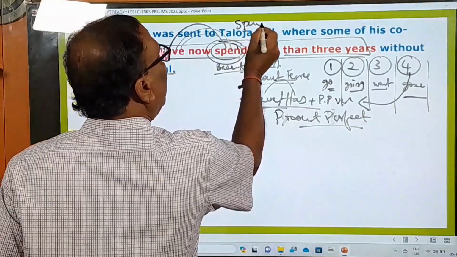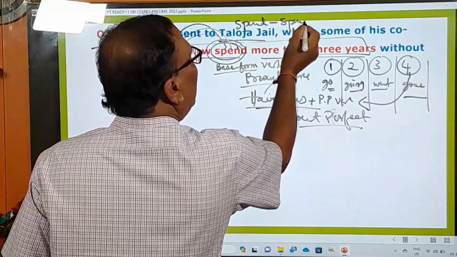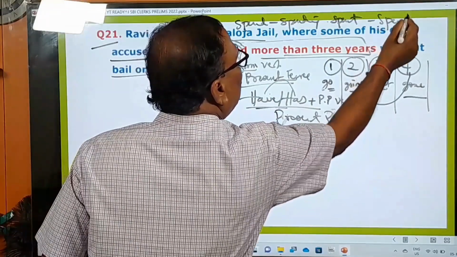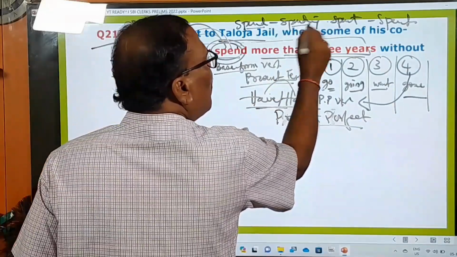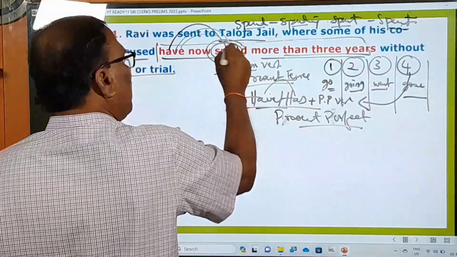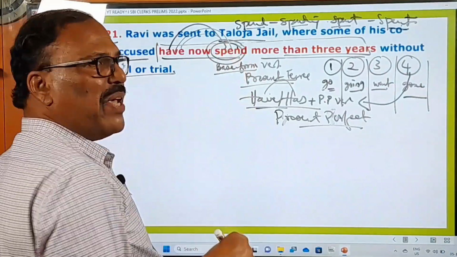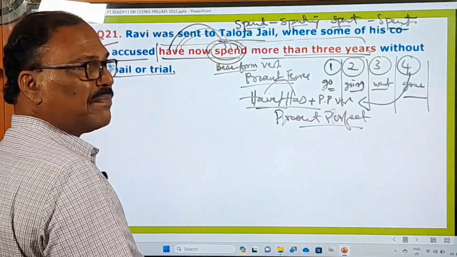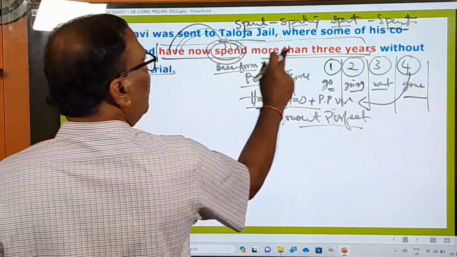Spend. Okay. You should know the words. Spending. Okay. Spent. Okay. Spent. Present tense form, present participle form, past tense form, past participle form. This verb should have been used here. But he has used only the base form verb. That's why this part is wrong. Grammatically incorrect. Have now spent more than 3 years, right?